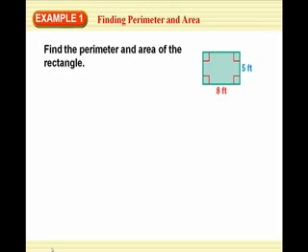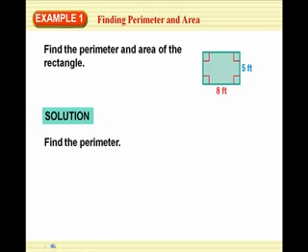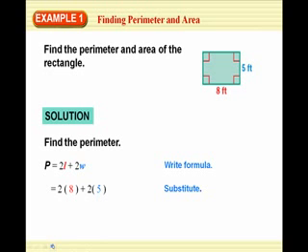So example number 1, finding the perimeter and area. It says find the perimeter and area of this rectangle. So the first thing we're going to do is find the perimeter. We write the formula, 2L plus 2W. We substitute in the 8 for the length, the 5 for the width. Using order of operations, we multiply and then we add. So we take 2 times 8 and get 16. And 2 times 5 is 10. And it comes out to be 26.